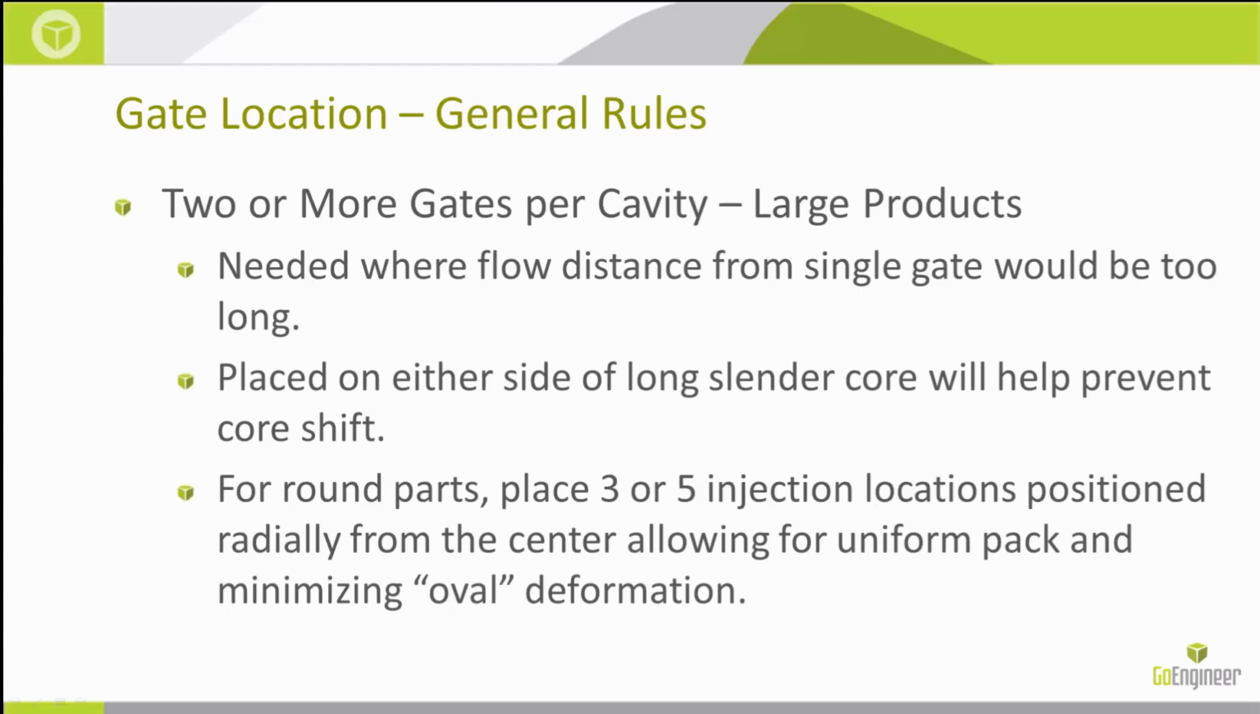Another reason to add 2 gates: you can place a gate on either side of a long cylinder core. It will help prevent core shift. If you're injecting material on one side of a core, it may actually push your core over, and it will no longer be centered in the cavity like it's supposed to be. Also, for round parts, place 3 or 5 injection locations positioned radially from the center, allowing for a uniform pack, and it also minimizes your oval deformation.